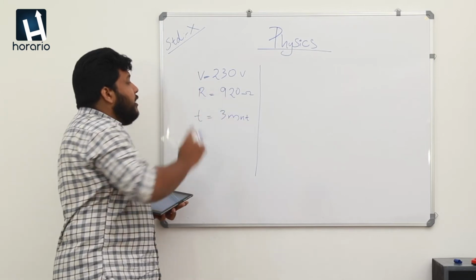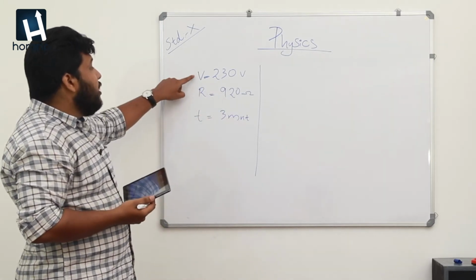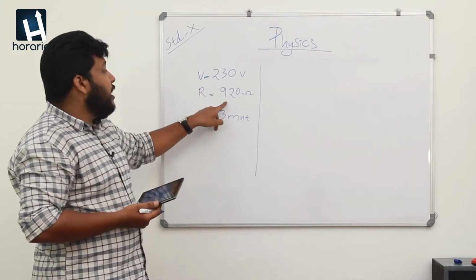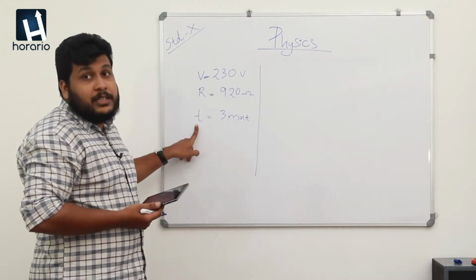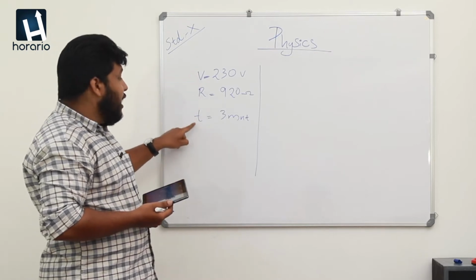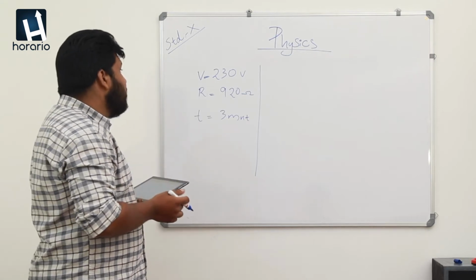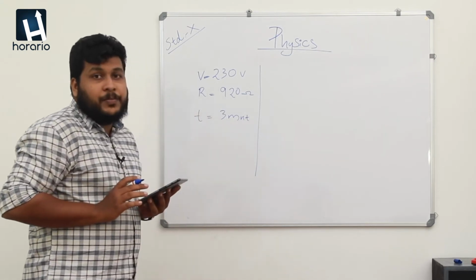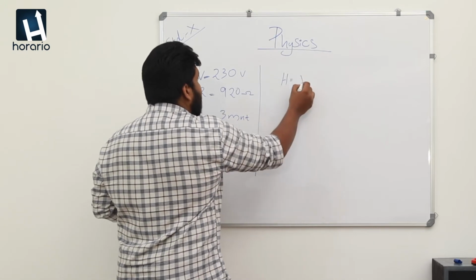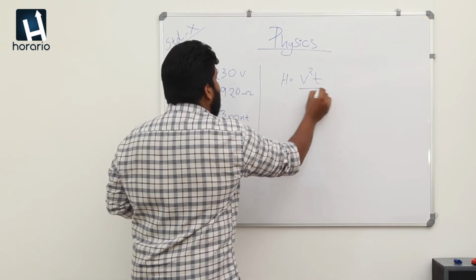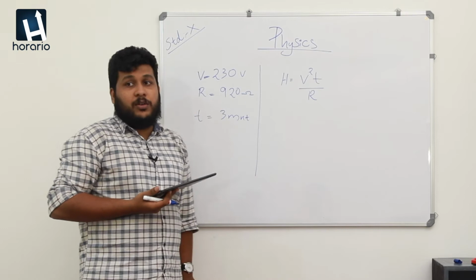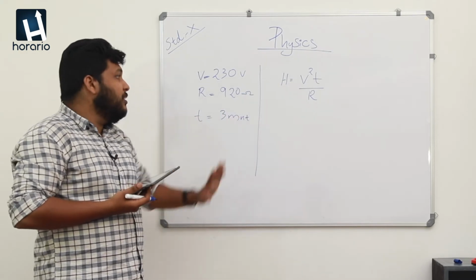What are the given conditions? It's working under a potential difference or voltage of V is equal to 230 volt, resistance of 920 ohm and working for 3 minutes. The given data are voltage, resistance and time. So, which equation can be used for solving this problem? From the second equation, H is equal to V square T by R. We can simply substitute these values to the equation and solve this problem.